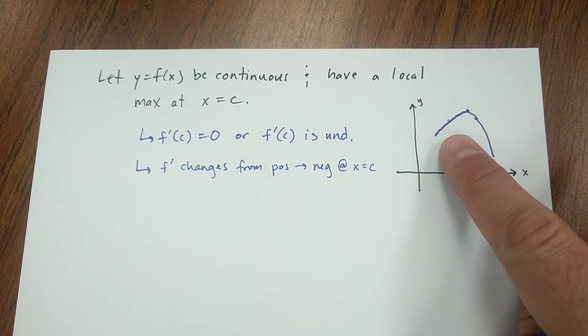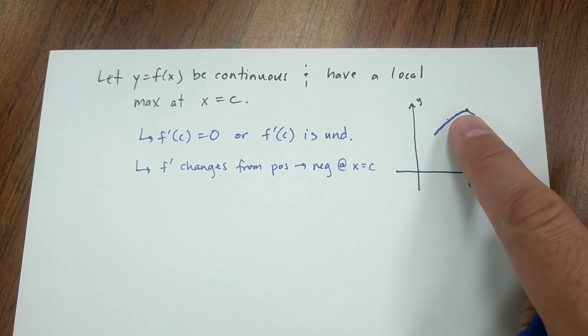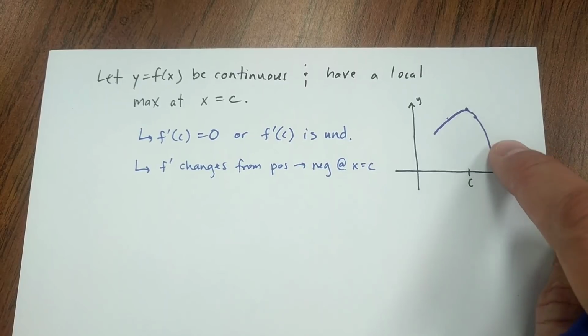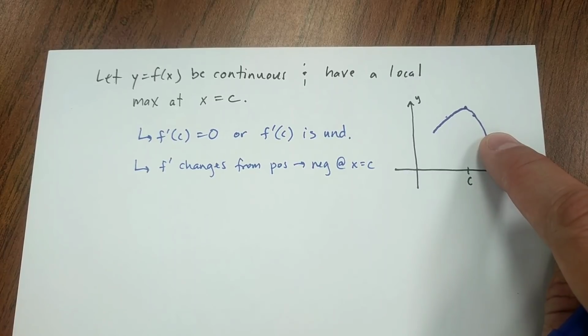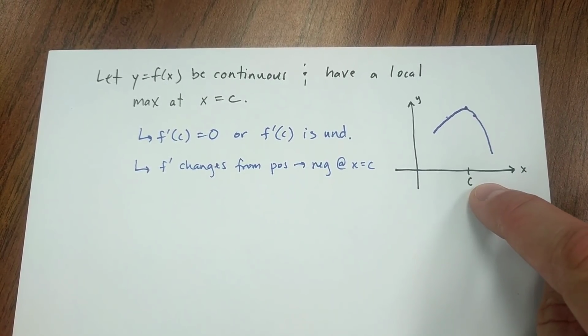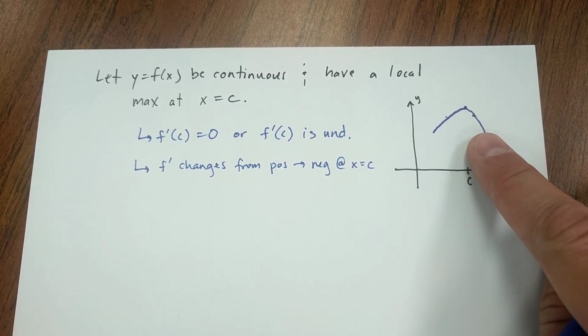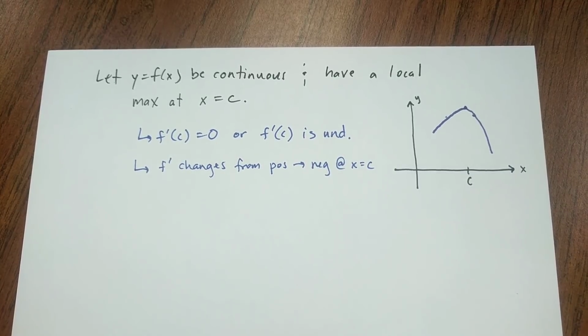So if this is the graph of f prime, f prime being positive means f is increasing, and f prime being negative means f is decreasing, so it's changing there. In this particular example, f prime is equal to 0 at c, but we could make a cusp or something like that to show that it could also be undefined there.